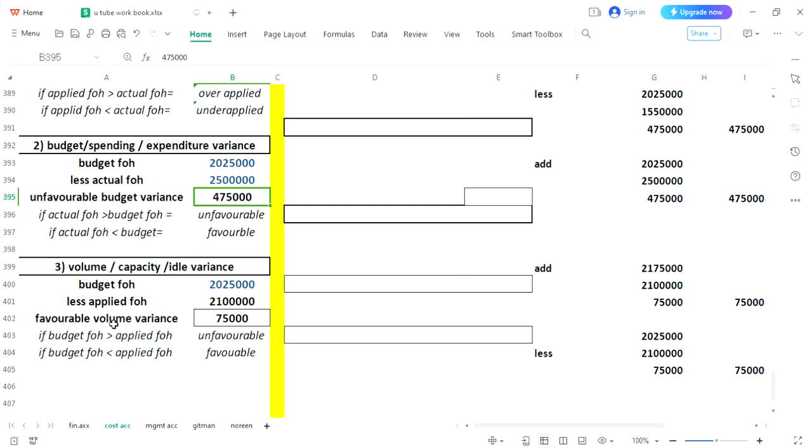Over here, let's review it again. Favorable volume variance is what? When your budget is less, and you can see budget amount is less than applied FH. Here unfavorable, actual should be more, so actual is more over here. Hopefully you people have understood the concept.